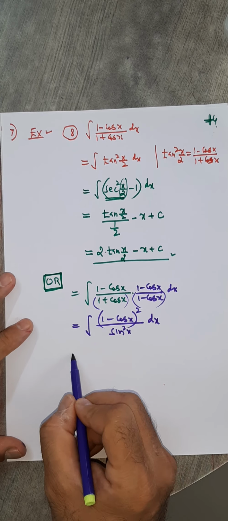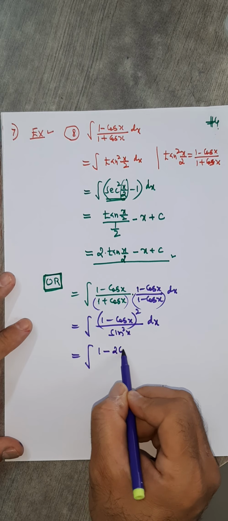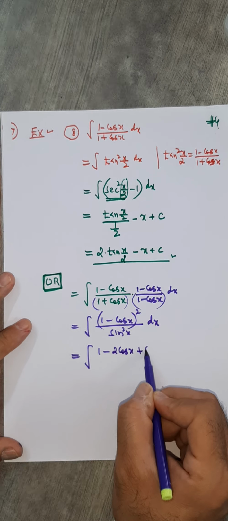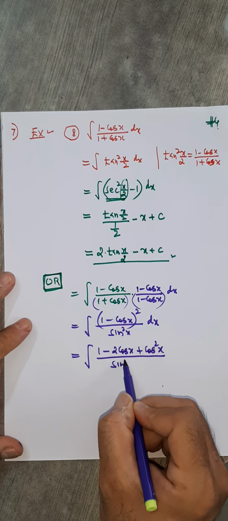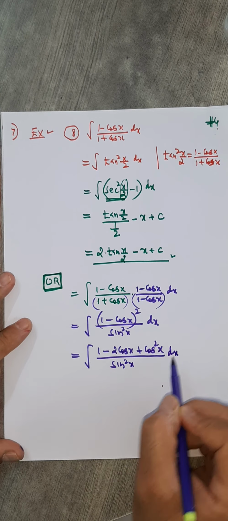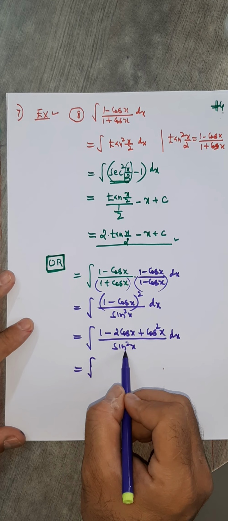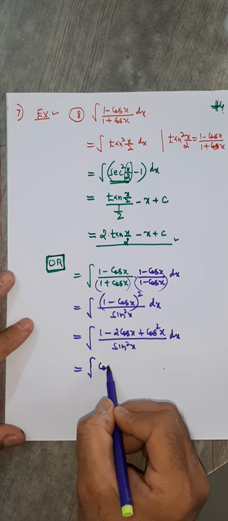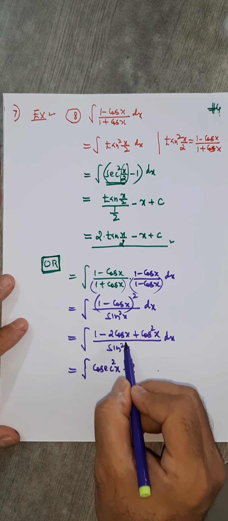Now just expand the numerator expression: 1 minus twice cos x plus cos square, upon sine square. If you have more terms, do individual division. So I'm doing individual division. 1 upon sine square, which is cosec square x, you know the answer here. Minus 2 as it is.